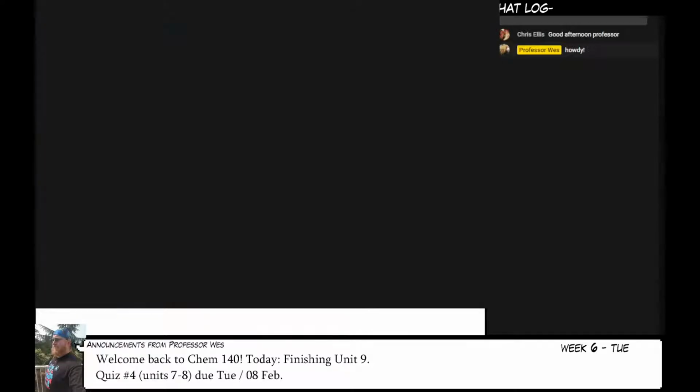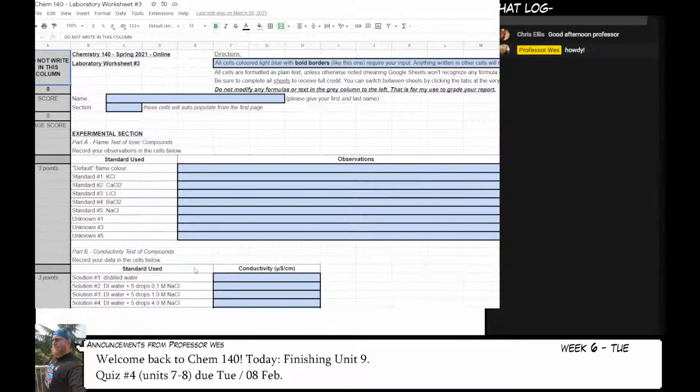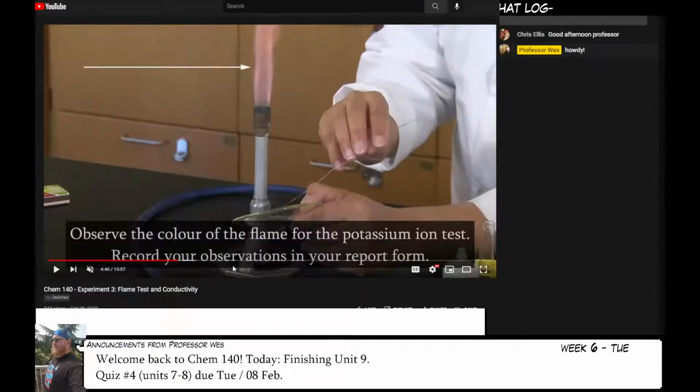Because in the actual report form, you're going to be writing down the colors of the substances as we ignited them. Okay? Now, you are free to go back in the video and look at any point that you want and pause at any point that you want.